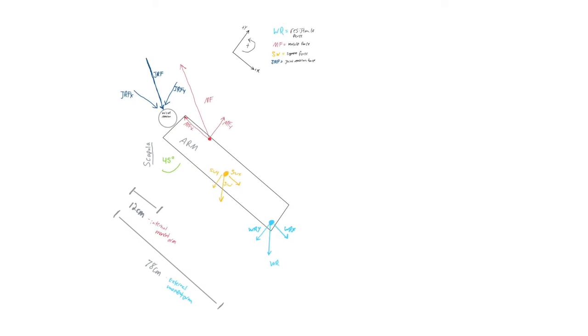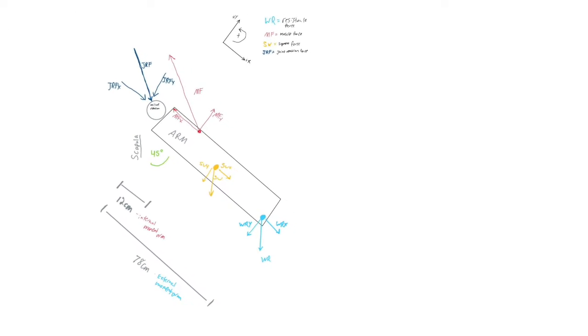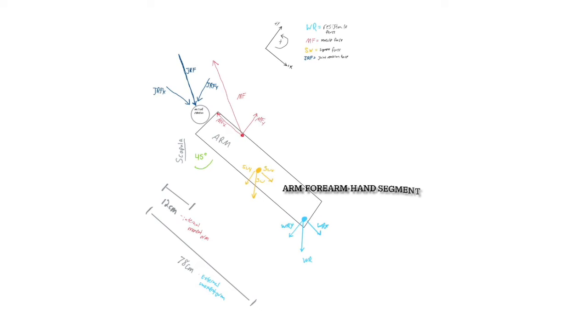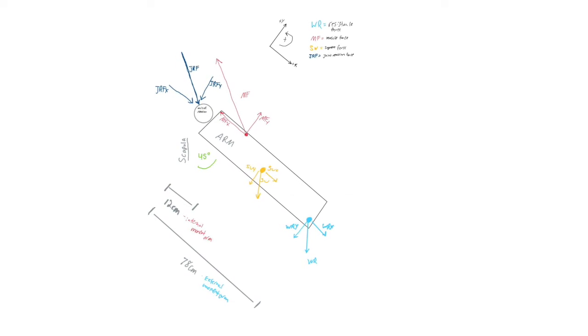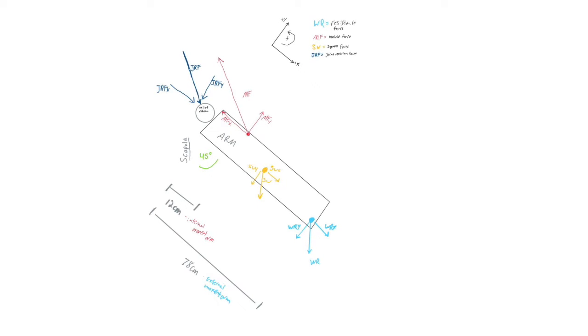Here we can take a deeper dive into what's going on at a single moment during this open chain movement. In this instance, the segment of interest is the arm-forearm hand segment and is at a 45-degree angle. This diagram assumes a few things.